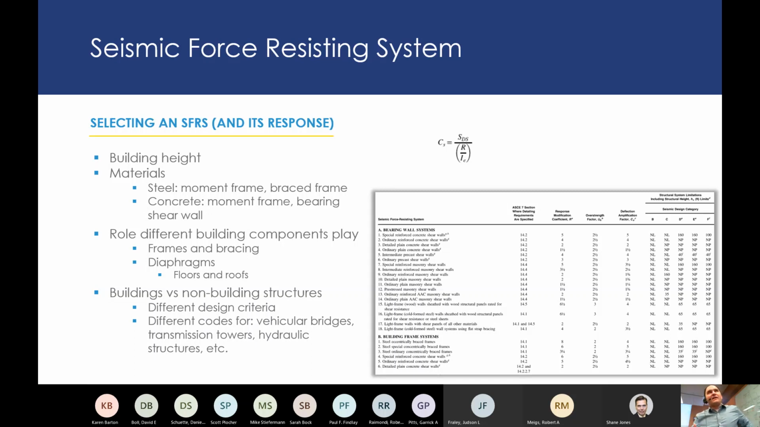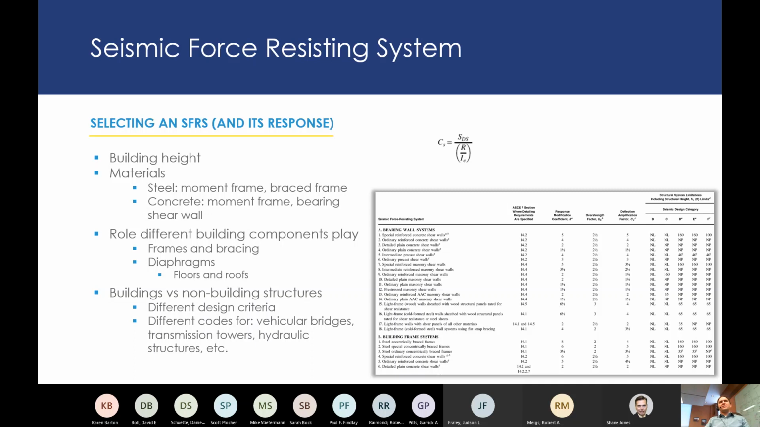So at concrete, seismic force resisting system, your basic ones are moment frames or bearing shear walls. So the frames and bracing play different roles. I talked about diaphragms, load, and frames and bracing. In a steel structure, generally speaking, brace frames are more economical. Moment frames are a lot of times desired because you want that open space and be able to walk through the bays, and for architectural reasons.